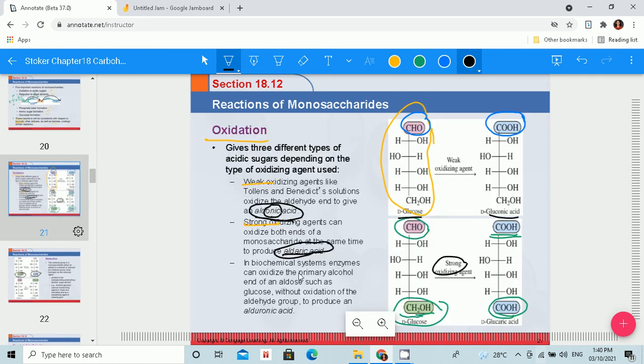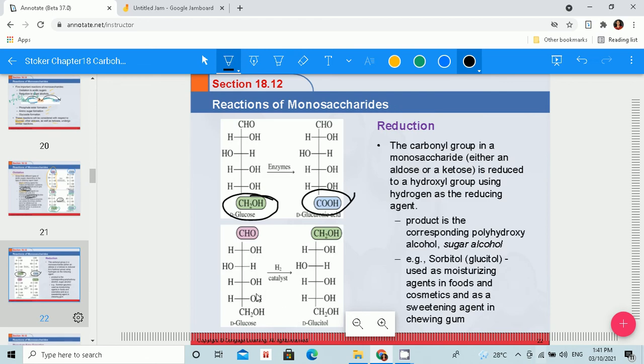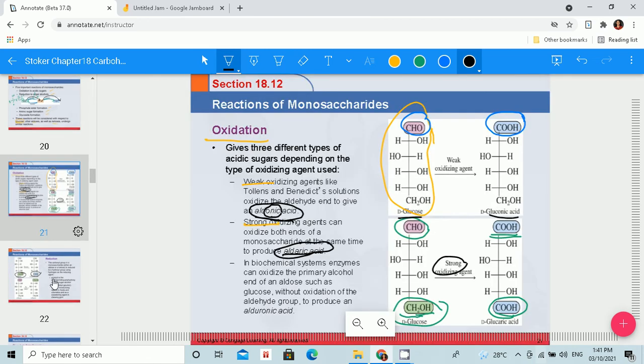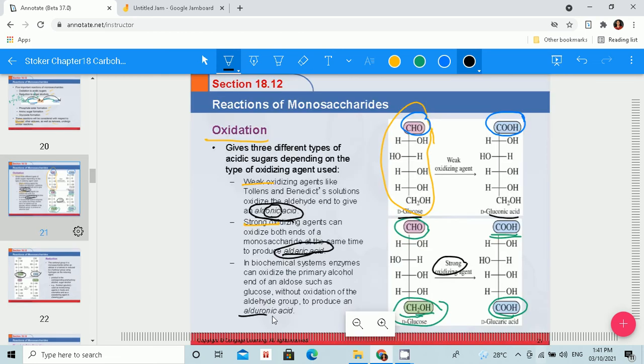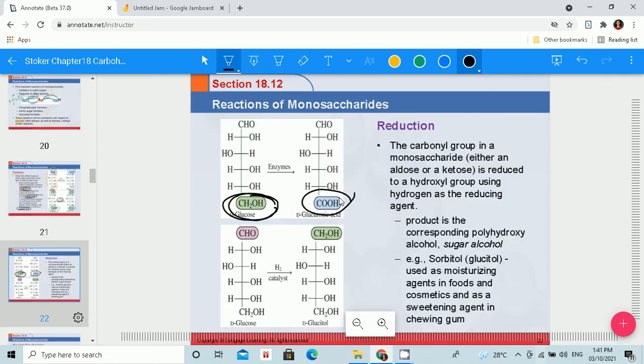In biochemical systems, enzymes can oxidize the primary alcohol end of an aldose, such as glucose, without oxidation of the aldehyde group to produce an aldouronic acid. As I've said earlier, only the alcohol will be oxidized here. And we call that one alduronic acid. In this case, this is glucuronic acid.